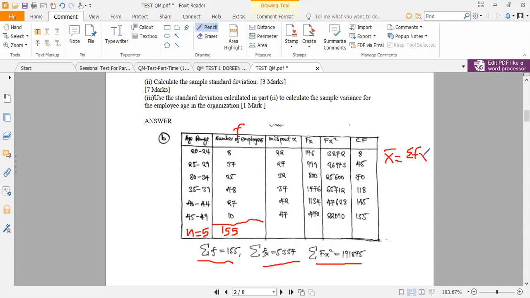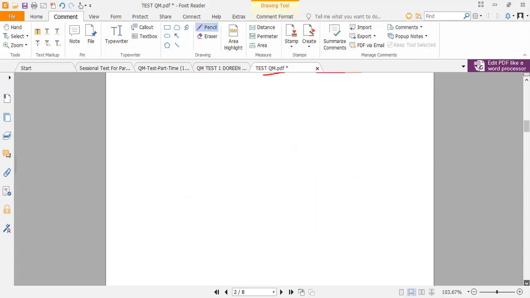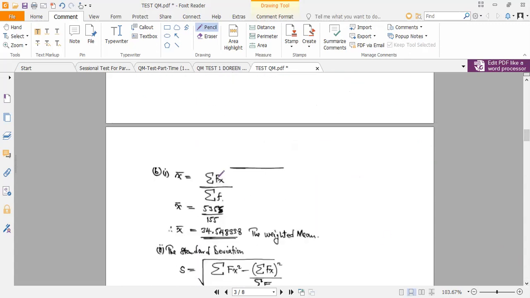No. It's summation of Fx over summation of F. That is how we find the mean for group data, summation of Fx over summation of F. So 5357 over 155. So the answer we get is 34.54. This is what we call the weighted mean. Okay.